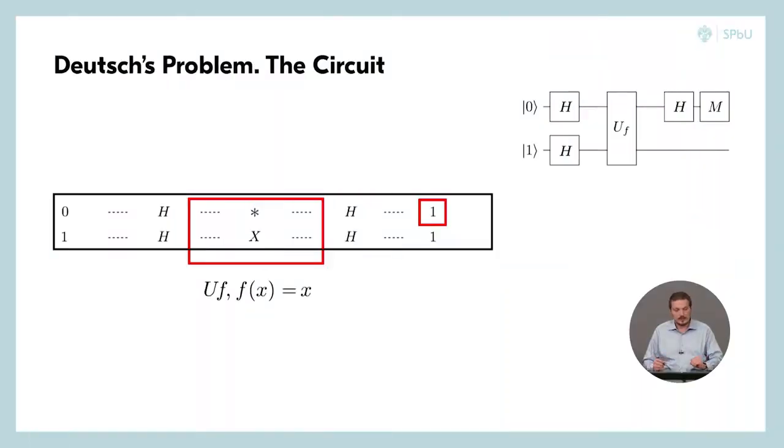On this slide, you can see the implementation of Deutsch's algorithm on a quantum computer simulator developed by my student Yuri Konoplev. And you can see the UF operator here is C0, so it's the identity function, f of x equals x. And no surprise, we get 1 here. And actually, we don't need this Hadamard here.